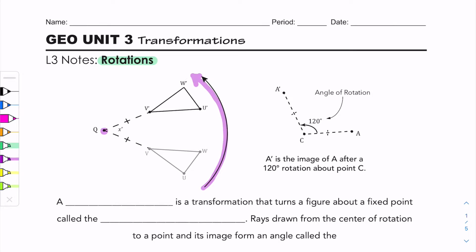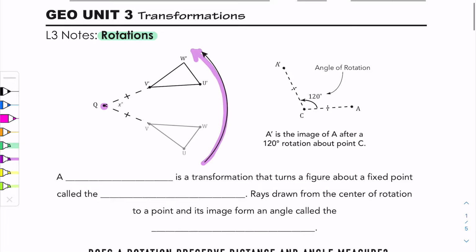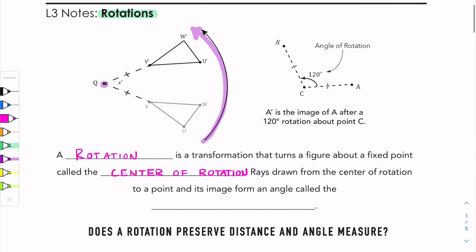So a rotation is a transformation that turns a figure about a fixed point. The fixed point is called the center of rotation. Rays drawn from the center of rotation to a point and its image form an angle called the angle of rotation.